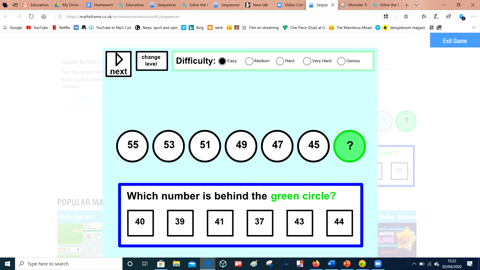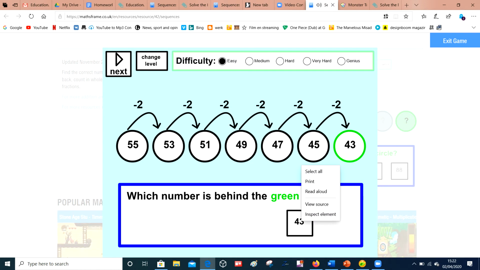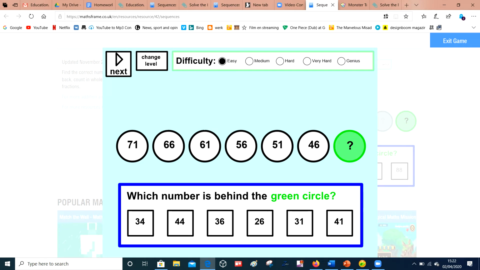That's right, it was 43. Well done. So you can see here, it even gives you the rule of -2 each time. Let's try another one. Oh, again, we've got a decreasing number pattern. We're at 71, then we jump all the way down to 66, and then to 61. What could the rule be for this?